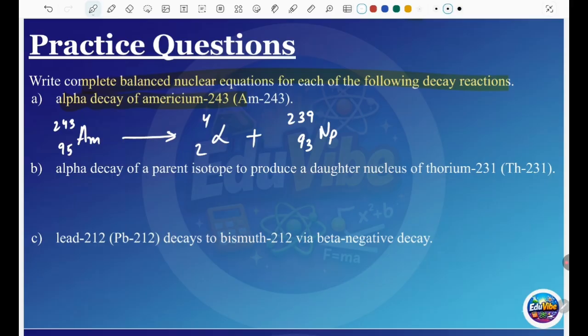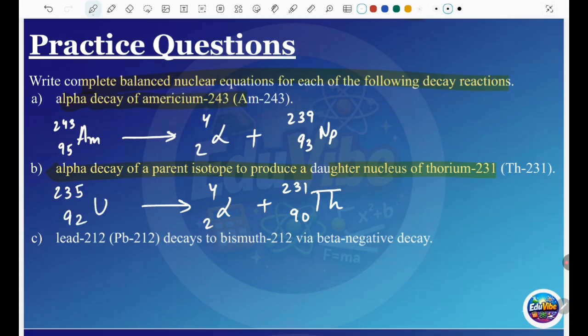So that's how you can make the nuclear equations. Alpha decay of the parent isotope to produce a daughter nucleus of thorium-231. They sometimes confuse you like this. They give you that thorium-235 can be made from there. So thorium-231, which has the number 90, and this is alpha decay, so it's 4 and 2. Now you do the backwards: 231 plus 4 will give you 235, 90 plus 2 will get 92, and this is uranium. There's a backward reaction we did.